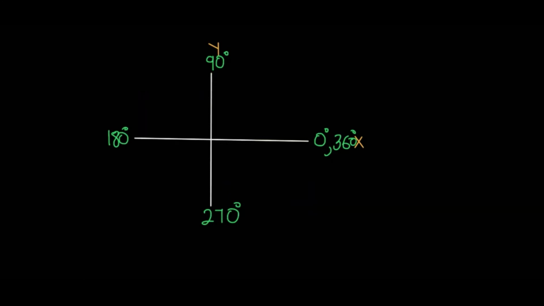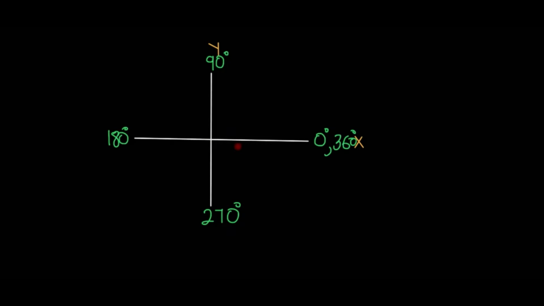And then this part is called the first quadrant, and then this one the second quadrant, and then this one the third quadrant, and then this one the fourth quadrant. First quadrant is in between 0 and 90 degrees, and then second quadrant in between 90 and 180, and then third quadrant in between 180 and 270, and then fourth quadrant in between 270 and 360.